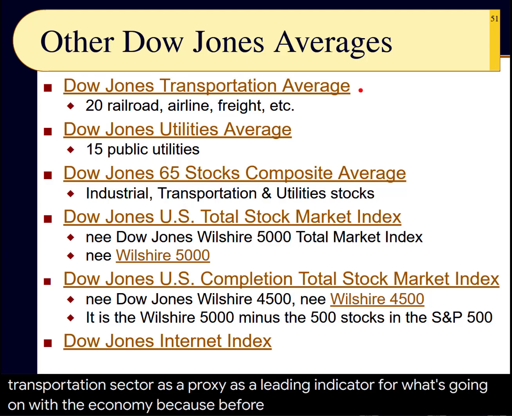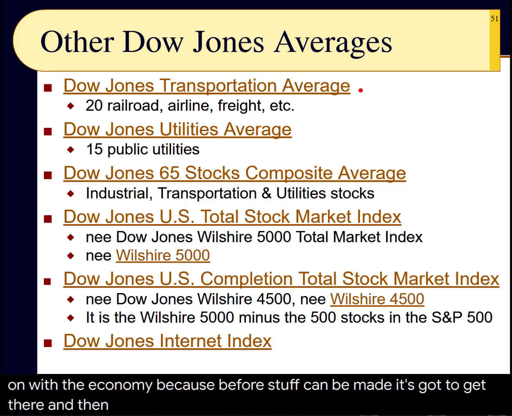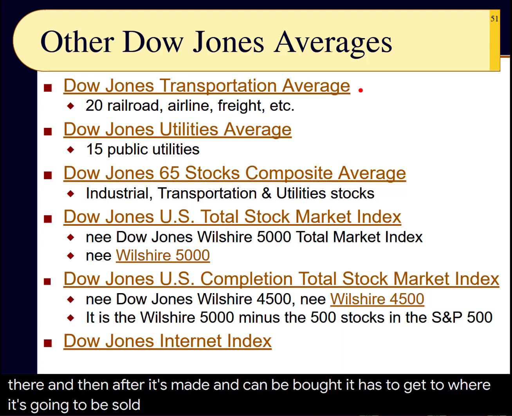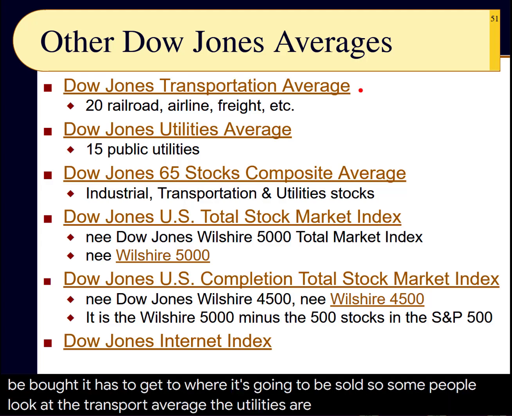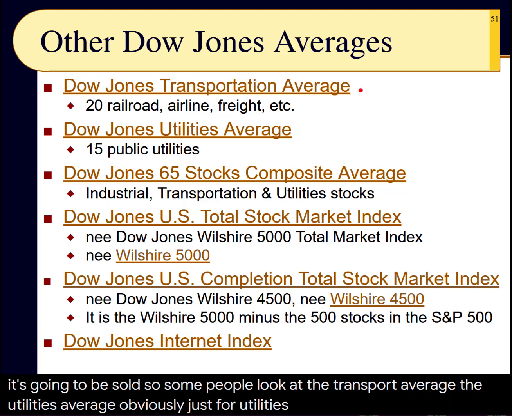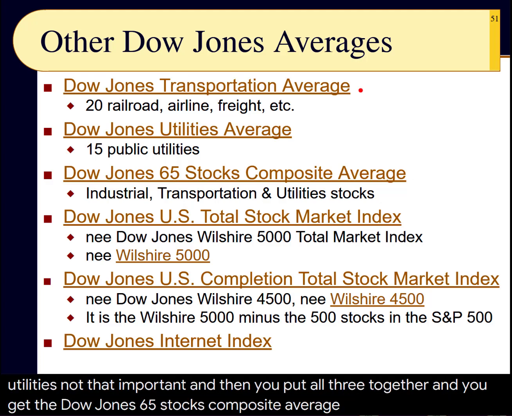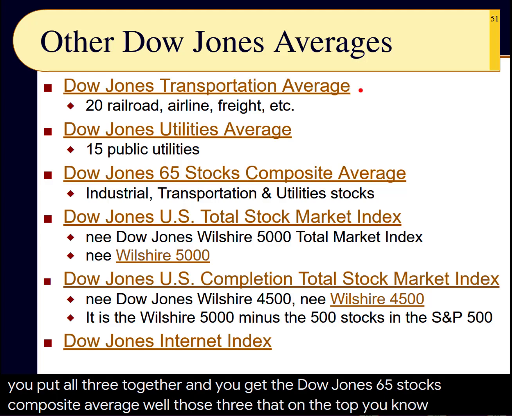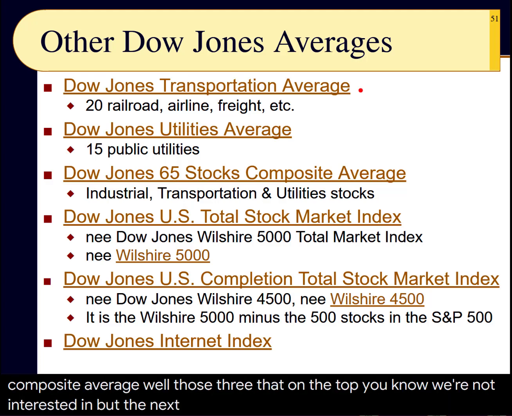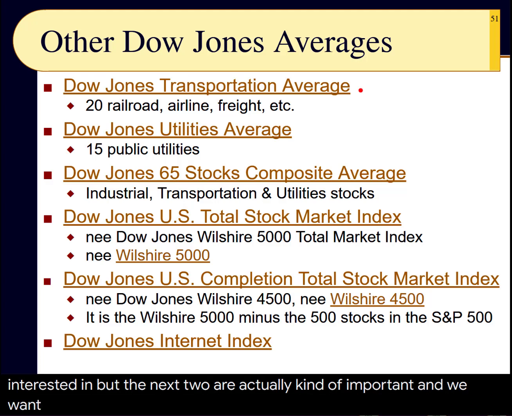Because before stuff can be made, it's got to get there. And then after it's made and can be bought, it has to get to where it's going to be sold. So some people look at the transport average. The utilities average, obviously just for utilities, not that important. And then you put all three together and you get the Dow Jones 65 stocks composite average. Well, those three on the top, we're not interested in. But the next two are actually kind of important. And we want you to remember these next two.